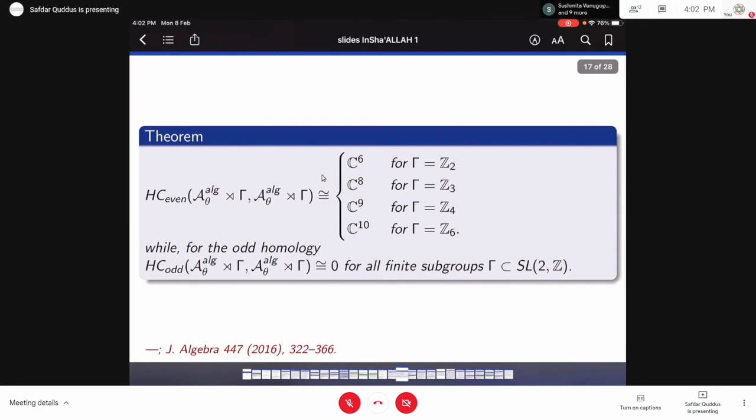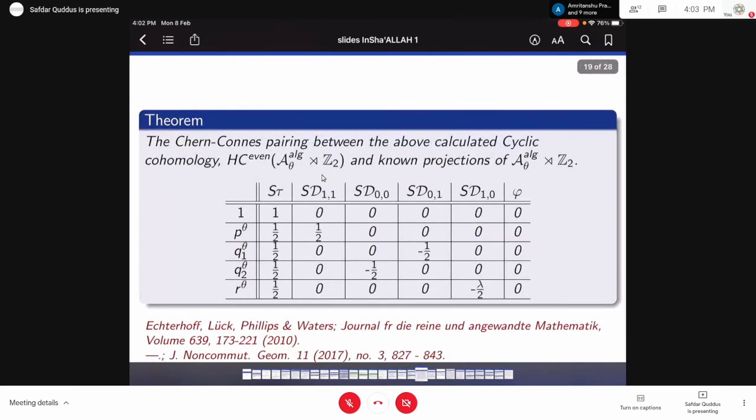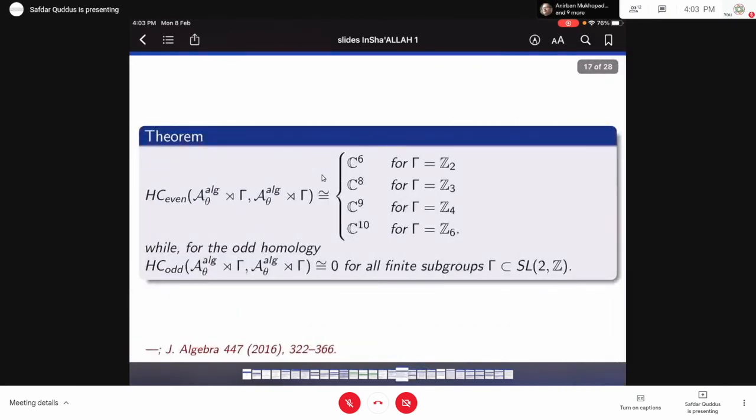Oh, okay, that's a theorem due to Echterhoff, or who proved that theorem? It's a collaboration, I think. So you see here, this is by Echterhoff, Lück, Phillips and Walters. Okay. Go ahead. Thank you.